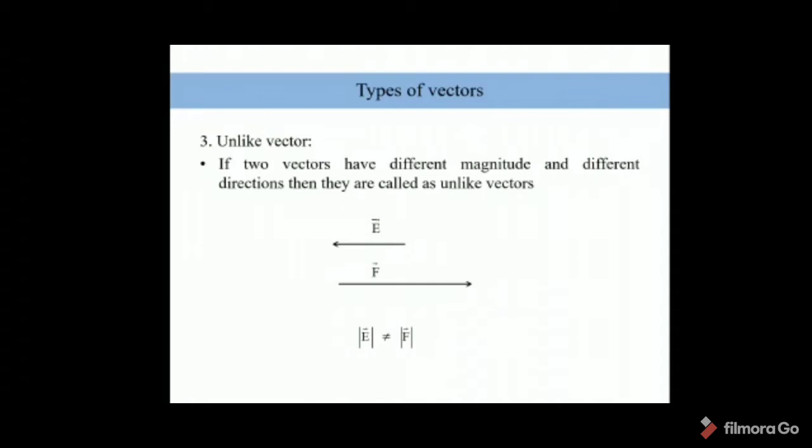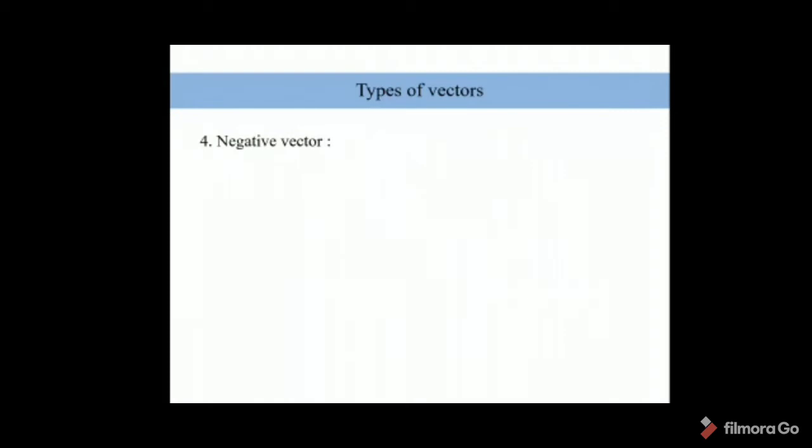You can see the length or magnitude of e is not the same as the value of f. In the above figure, we can see that f is bigger than e, just by looking at the length of the line. Also, the first one is pointing in the west direction and the second one is pointing in the east direction, so they have different directions. Two vectors, if they have different magnitude, meaning length, and different directions, then we call the two vectors unlike vectors. Very very important.